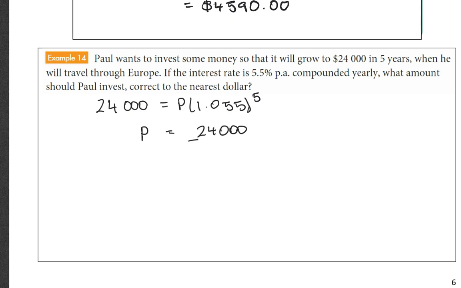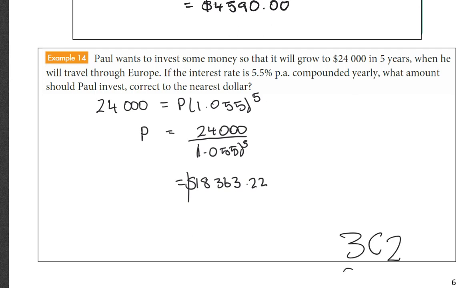So we've got the principal equals $24,000 divided by 1.055 to the power of 5. This is just a calculator using the fraction keys, using the exponential key. We end up with $18,363.22. Quick check, does that sound about right? 24,000, 18,000 sounds about right.